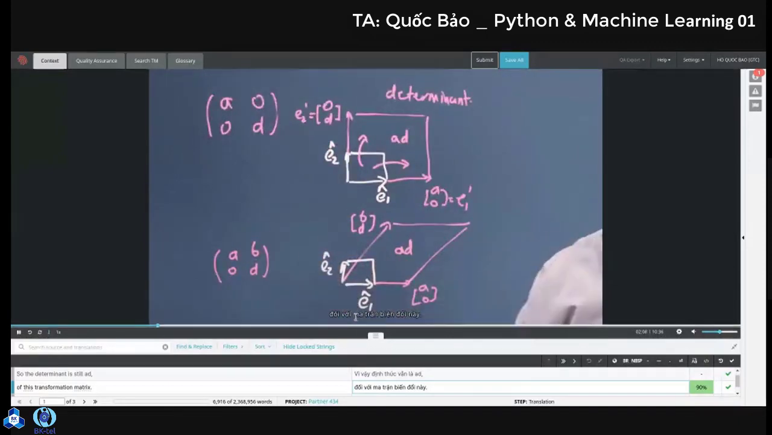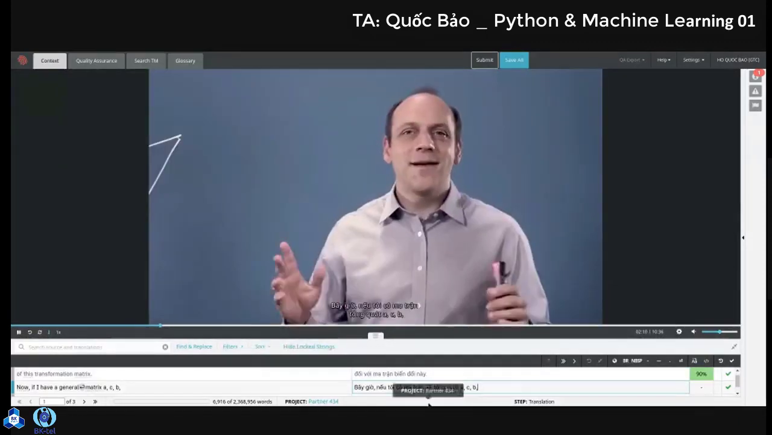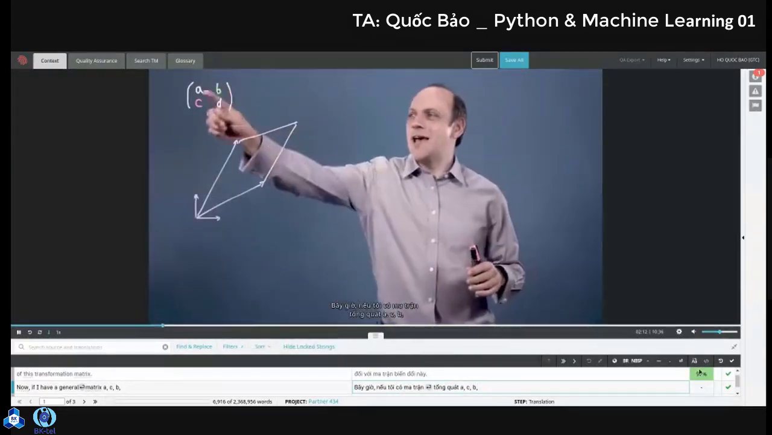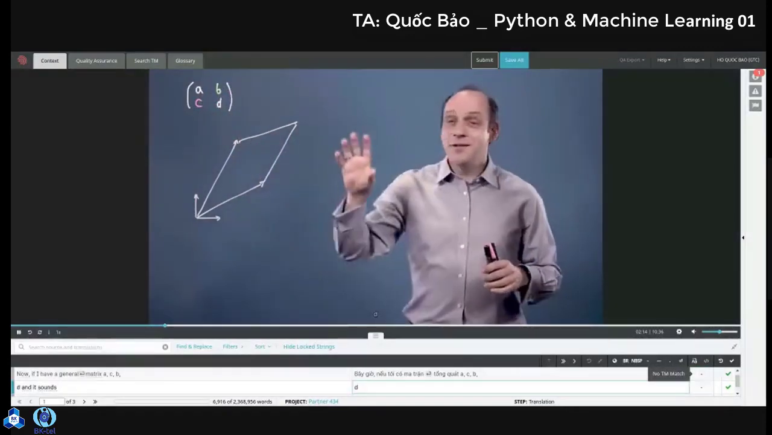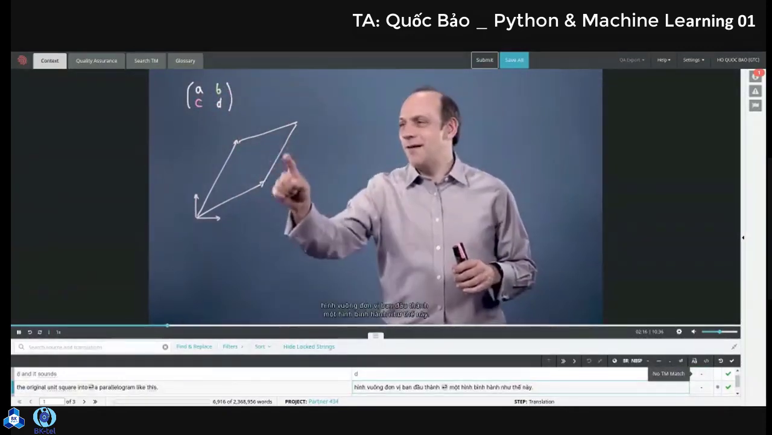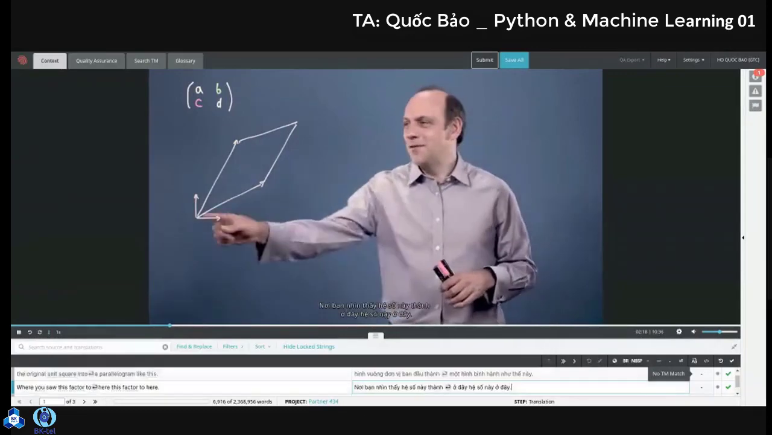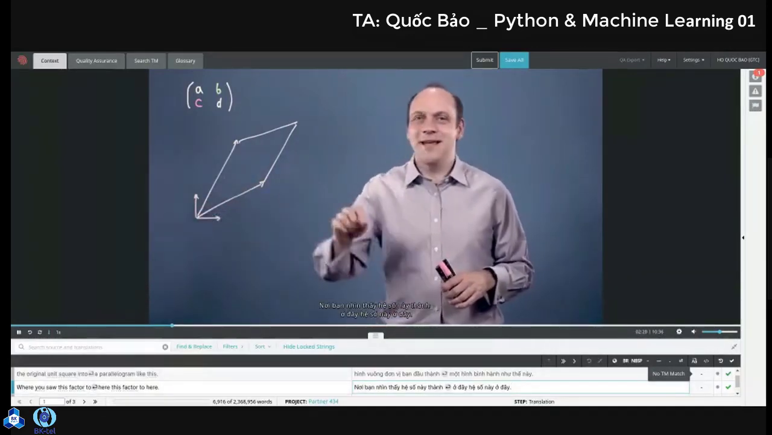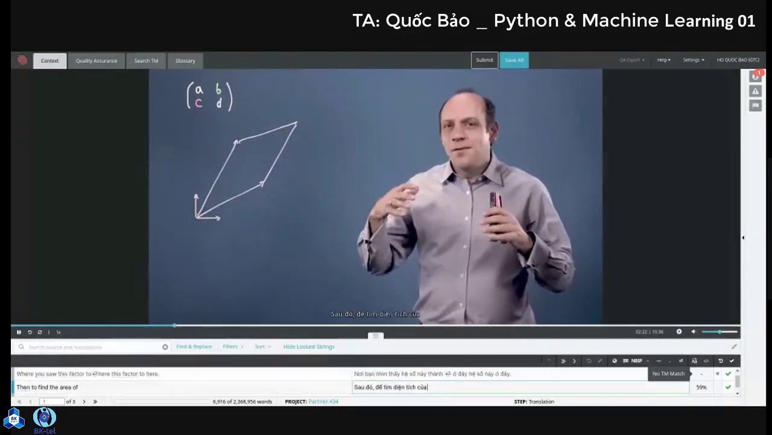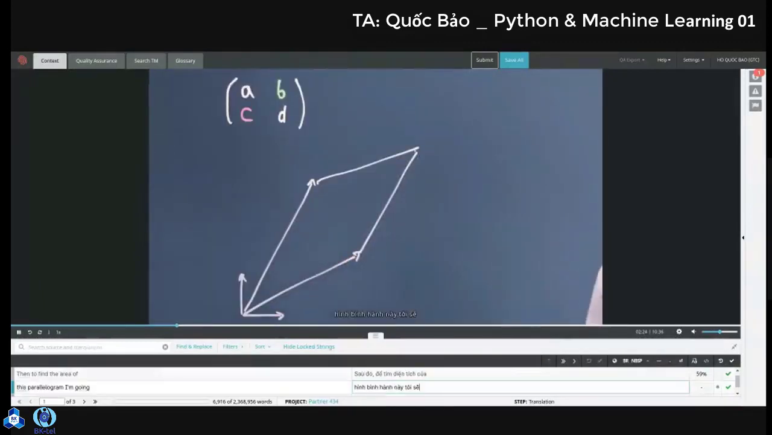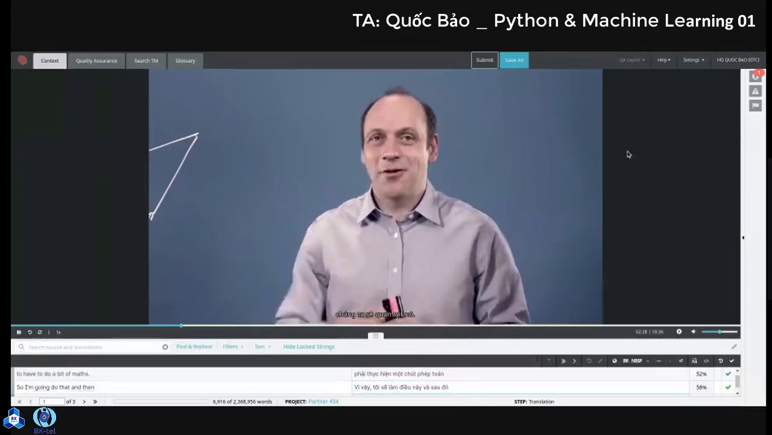Now, if I have a general matrix, A C B D, then it turns the original unit square into a parallelogram like this. It moves this vector to here, this vector to here. Then to find the area of this parallelogram, I'm going to have to do a bit of maths. So I'm going to do that, and then we'll have a look at it in a moment.